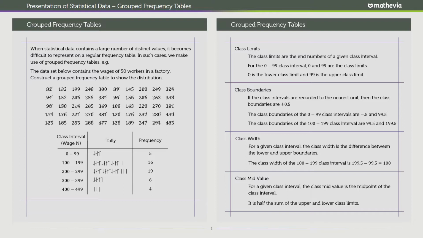So let's go over all of them again. We have class limits, just the numbers of the two classes. The class limits of 0 to 99 are 0 and 99, with 0 being the lower class limit and 99 being the upper class limit. And then we talked about class boundaries. Class boundaries serve as the borderline between two classes, and usually you will find them at the point between where the first class stops and where the second class begins. Basically, if the class interval is recorded to the nearest unit, then the class boundaries are plus or minus 0.5. Now I need to explain that.